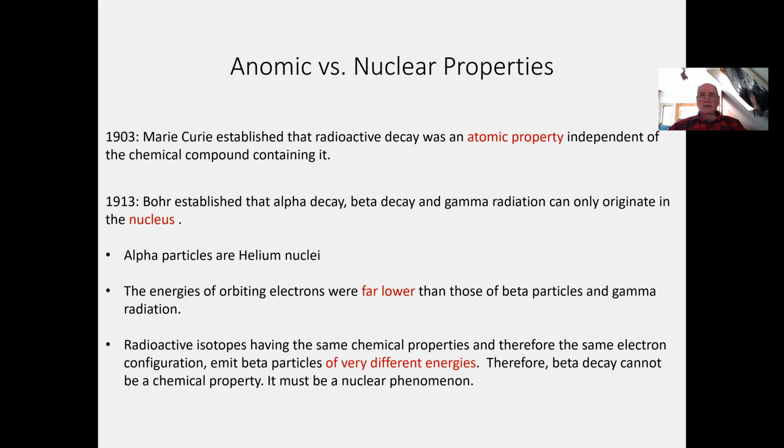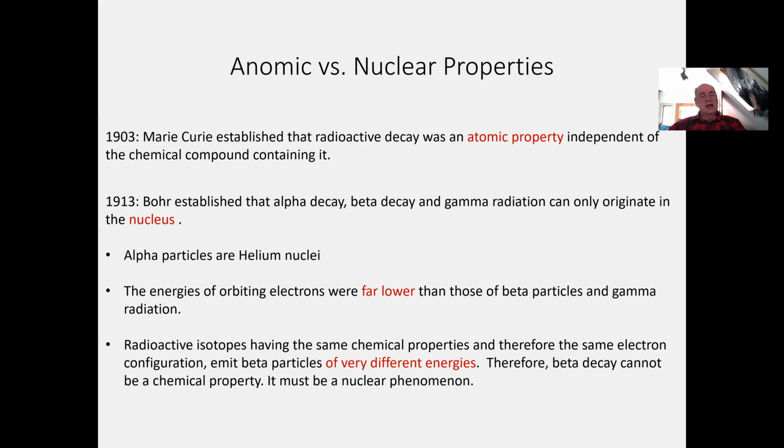Bohr was able to go further with his model, using it now to make deductions. He was able to show that, in fact, radioactivity was a nuclear property. Certainly alpha particles were there. They were, after all, helium nuclei. They certainly couldn't come from the electrons buzzing around. He was able to show that beta particles and the gamma rays, in fact, were nuclear processes.